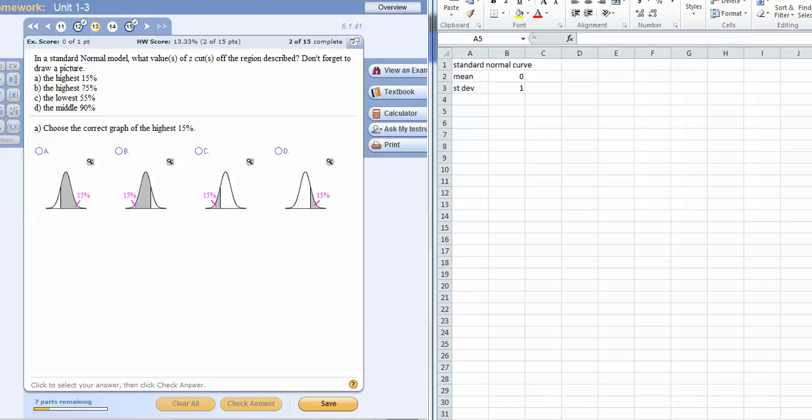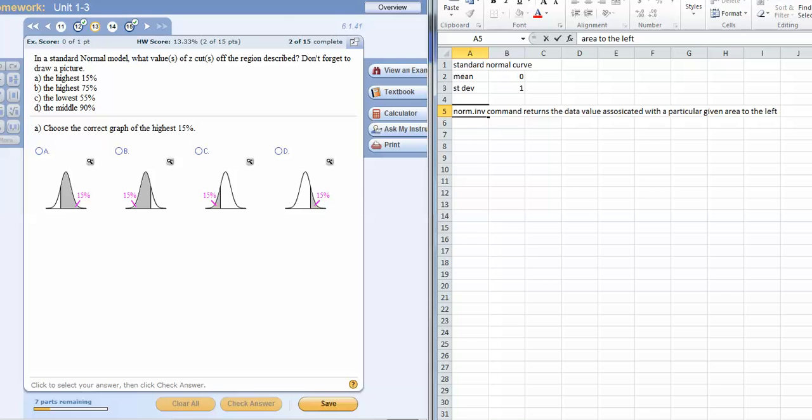But the norm inverse command returns the area to the left. So the norm.inverse command returns the data value associated with a particular given area to the left. So no matter what they say, in the norm inverse command you always have to give it the area to the left.